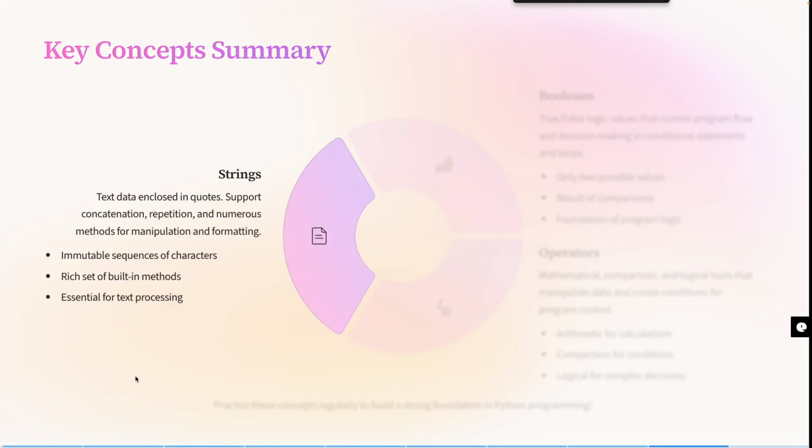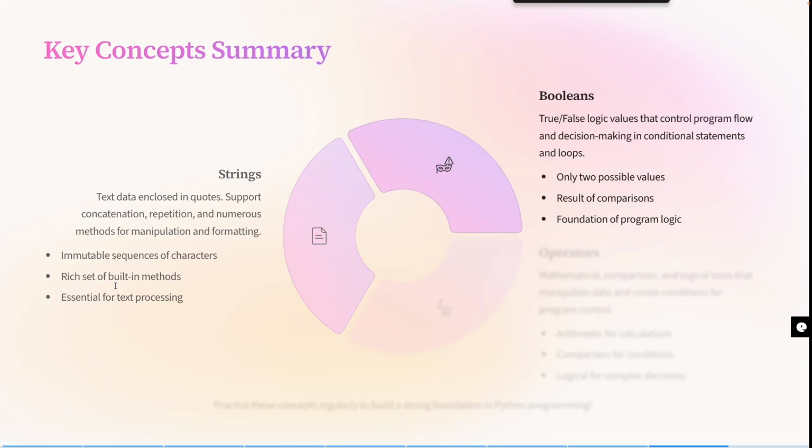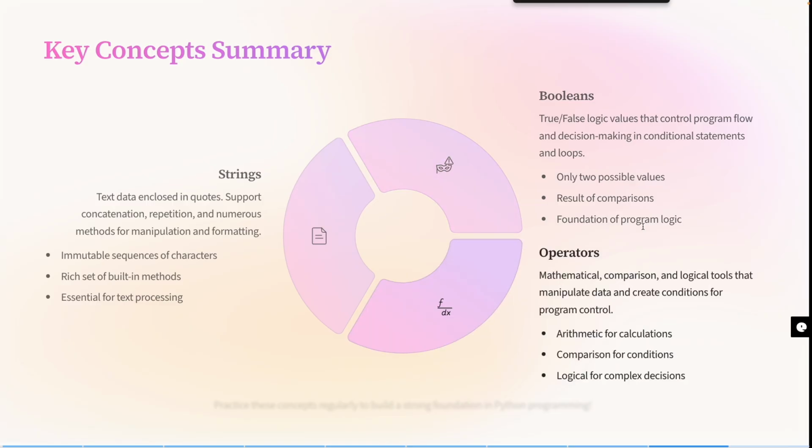Key concept summary. As we discussed, strings are used for text data enclosed in quotes, and support concatenation, repetition, and numerous methods for manipulation and formatting. We already discussed that they are an immutable sequence of characters with a set of built-in methods, essential for text processing. We also discussed Booleans, true and false logic values that control program flow and decision making in conditional statements and loops. They have only two possible values, true and false, are a result of comparison, and are the foundation of program logic.